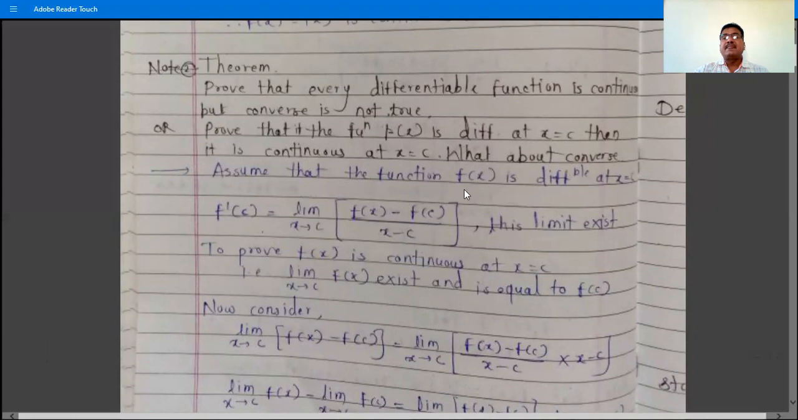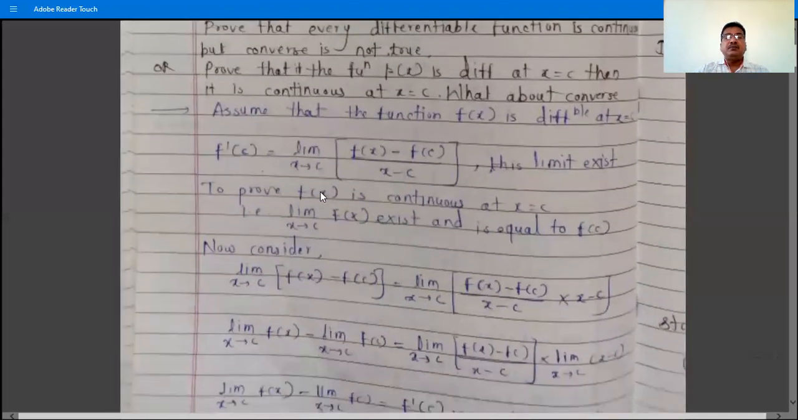Our assumption is that f(x) is differentiable at x equal to c, and therefore this limit exists, and f'(c) is equal to this limit. This limit exists because of the definition of differentiability of the function. So as the function is differentiable, we have this. Now to prove f(x) is continuous at x equal to c, we have to show the limit x tends to c of f(x) exists and is equal to f(c). When we say f(x) is continuous at x equal to c, the definition is: limit x tends to c of f(x) exists and is equal to f(c).